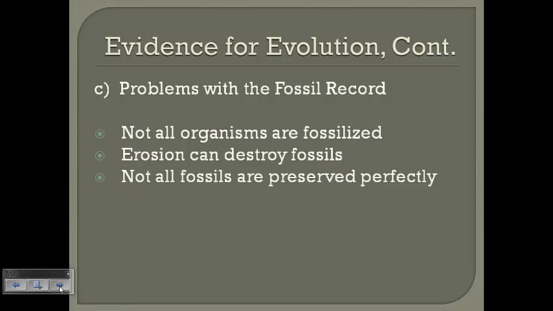And third, not all fossils are preserved perfectly. So, for example, bones are really easily preserved as far as fossils go, but soft tissue like organs, hearts, stomachs, brains, things like that, don't preserve very well. And so their fossils are really limited in what we can learn from them about past organisms and past environments.